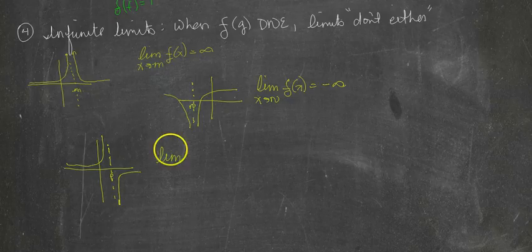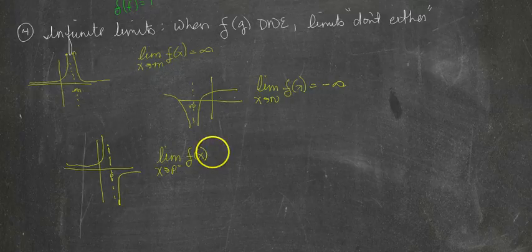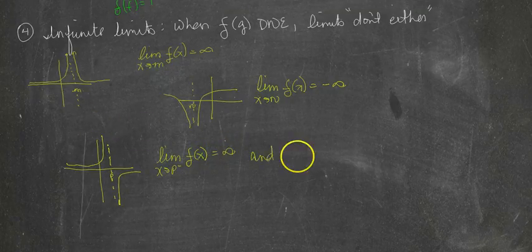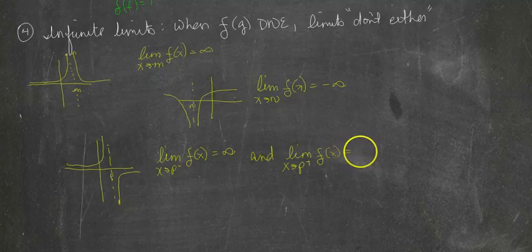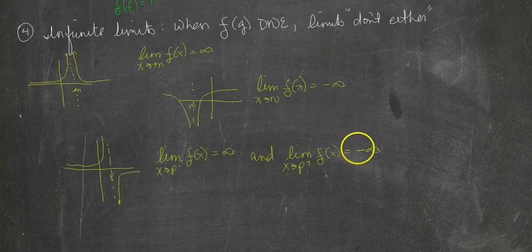So I would have the limit as x values approach p from the left of this function equals positive infinity, and the limit as x approaches p from the right of this function equals negative infinity. And obviously I could switch these around and put a negative infinity here and a positive infinity here if the opposite thing happened.